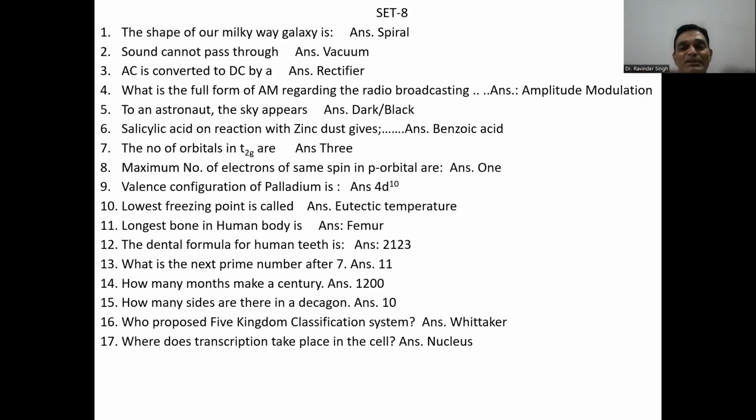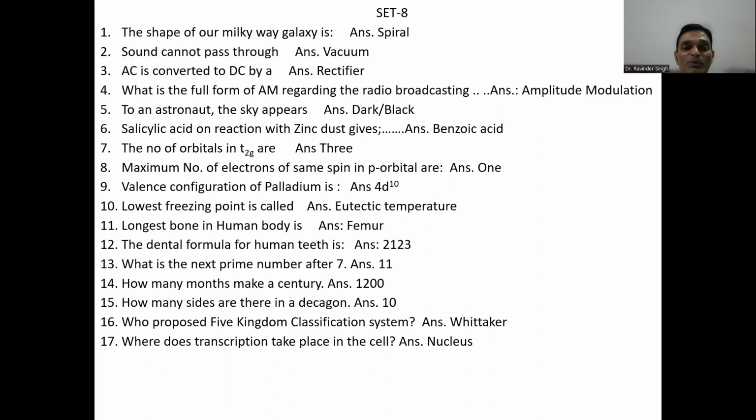Salicylic acid on reaction with zinc dust gives benzoic acid. The number of orbitals in t2g is 3. Maximum number of electrons of the same spin in a p orbital is 1. Valence configuration of palladium is 4d10. Lowest freezing point is called the eutectic temperature.